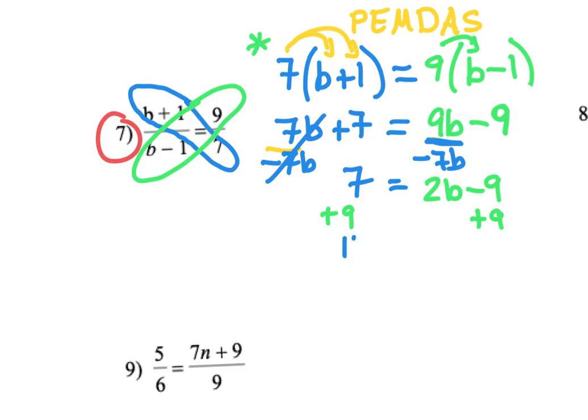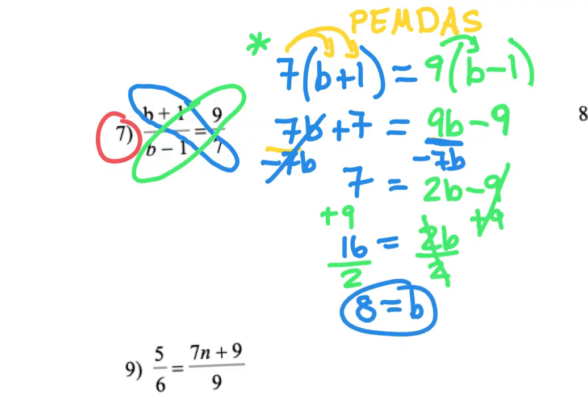9 plus 7 is 16. And on the other side, we just have 2b left, right? And one more step. This is the same as saying 2 times b. So we have to divide both sides by 2. And finally, we get our answer. 8 equals b. Okay, so circle it.